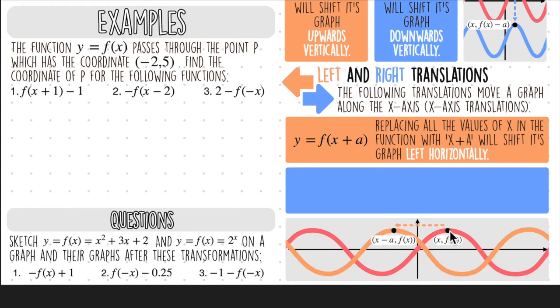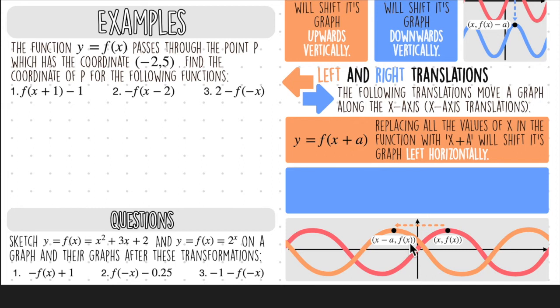Looking at this point here, we have the coordinate x and f of x. Remember, this is actually equal to y. When we transform the function y is equal to f of x by moving it left by a, every point that the function passes through moves left by a. So this original point here with this coordinate shifts along here to this space here, which has this coordinate, x minus a, comma, f of x.